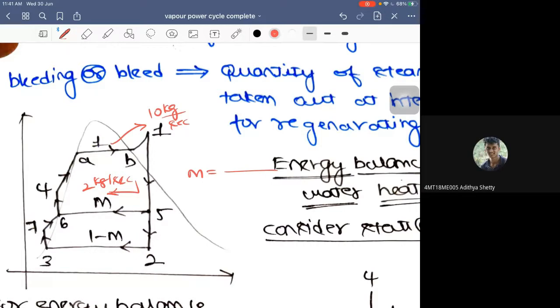So, how did you calculate it? 10 by 2. What is 10 and what is 2? Be fast. What is 10? Quantity of steam bleeded. Huh? Steam bleeded.